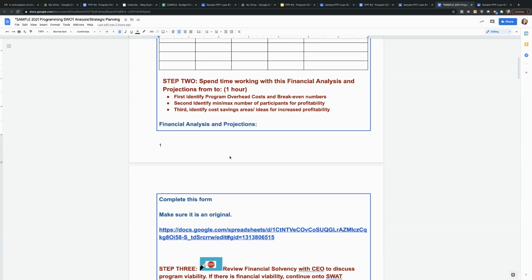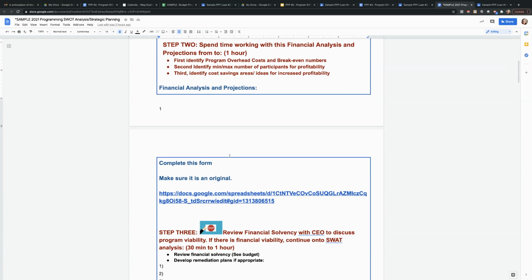And so in order to do that, you're really going to identify some of these overhead costs, what our break-even numbers would be, identify the minimum number of participants if it's a group, or the maximum number of participants for profitability, and also any kind of cost saving ideas for increased profitability.